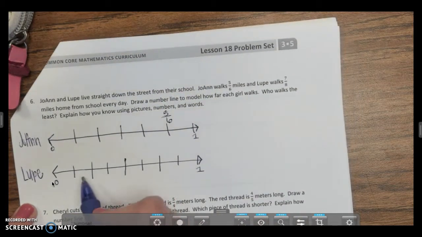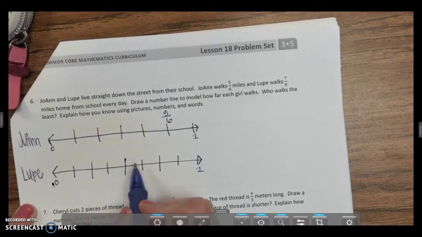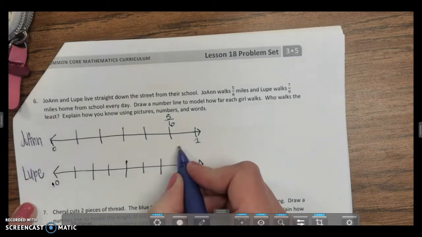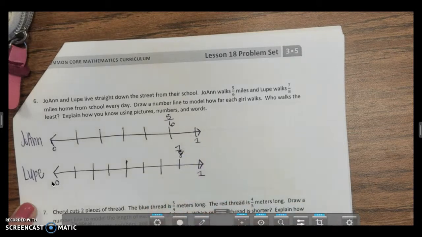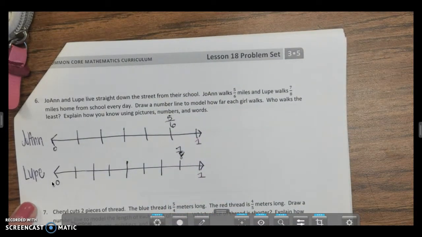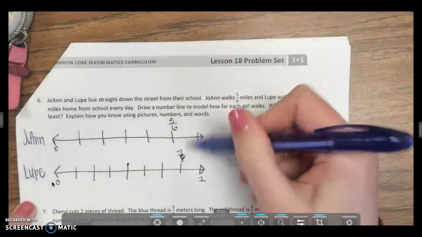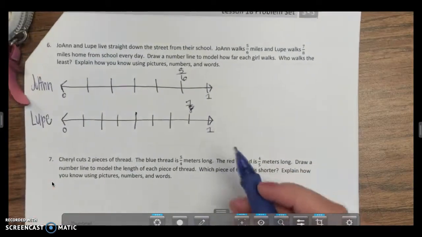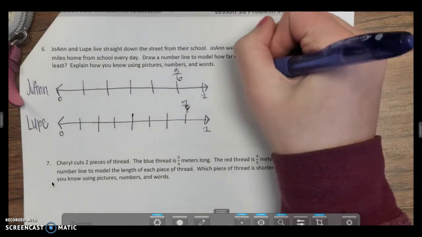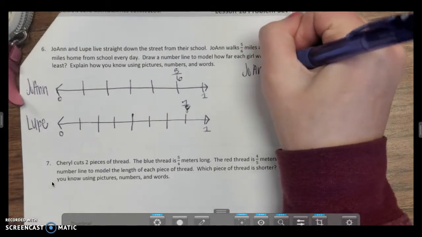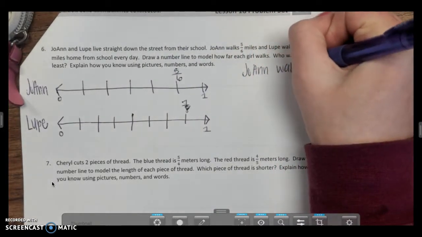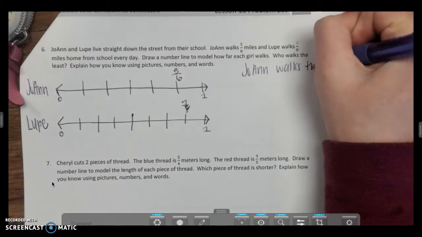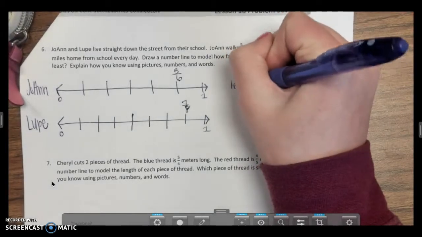Okay, so 7/8 would be 1/8, 2/8, 3/8, 4/8, 5/8, 6/8, 7/8. So you can see it's really, really close, but Joanne does walk the least. So I'll write that down. So Joanne walks the least.